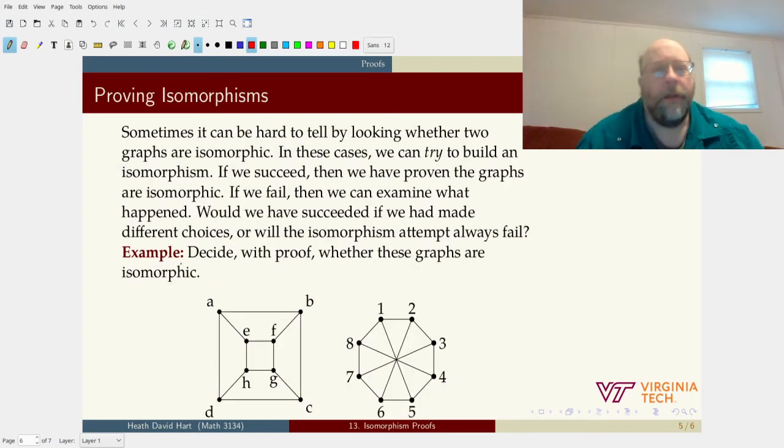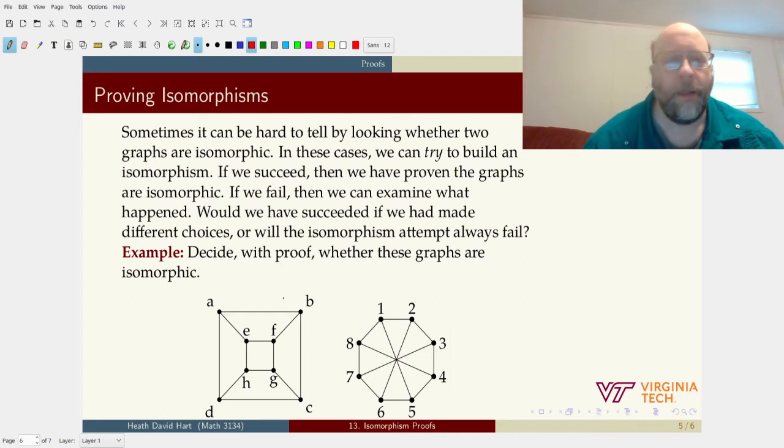All right. So sometimes it can be hard to tell just by looking whether 2 graphs are isomorphic. This looks like it's going to work out. This has 8 vertices, this has 8 vertices. All of these vertices have a degree of 3. All of these vertices have a degree of 3. And so on the surface, it looks like we don't have anything that's going to rule it out. And so what can happen is we can try to see what happens and see whether we succeed or fail.